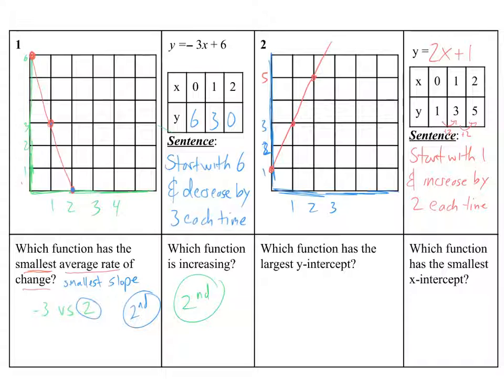Next one. Which function has the largest y-intercept? So largest and y-intercept. Isn't y-intercept your b, or your 0 value? So if you look at your table, aren't we looking right here? If we're looking at the equation, aren't we looking right here? If we look at the graph, aren't we looking right here? Or aren't we looking at the starting point here? It depends on what you look at. Any of them, you can figure it out.